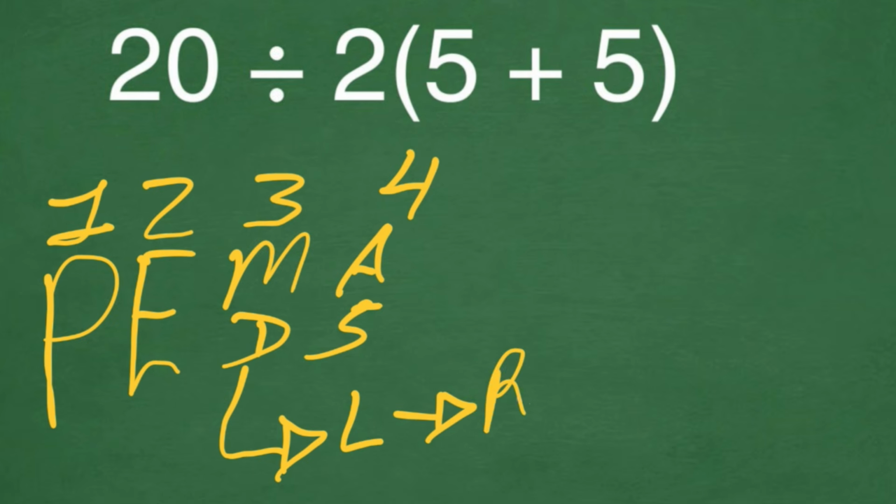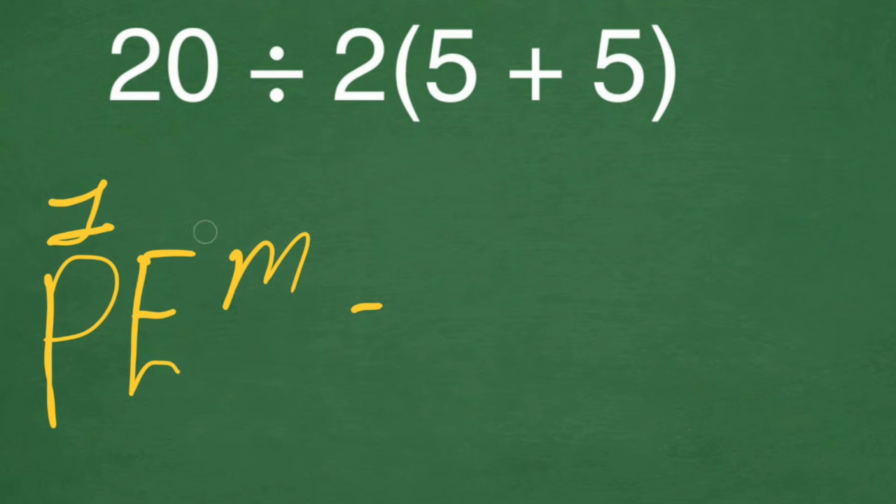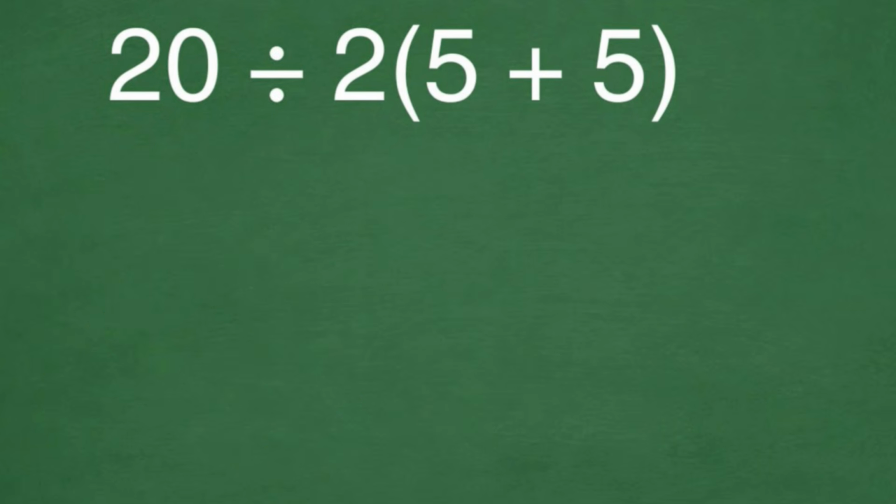We have to solve the equation starting from left to right, right? So that is what we are going to do, and we are going to solve the arithmetic that comes first. So if division comes first, we have to solve division. If multiplication comes first, we have to solve multiplication.